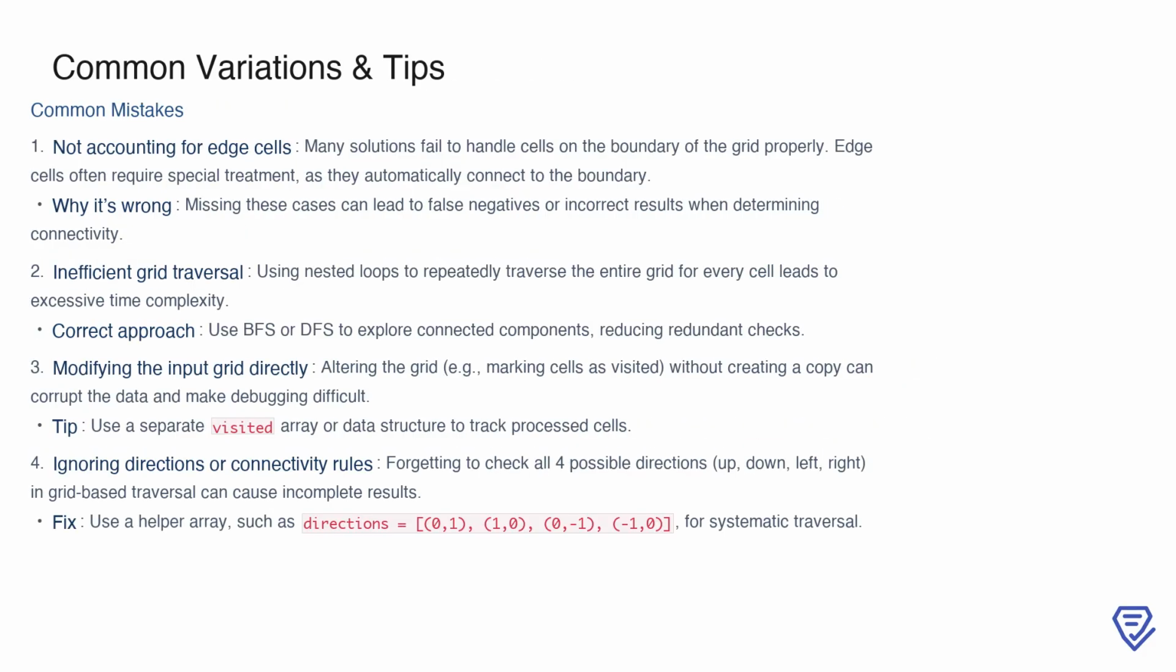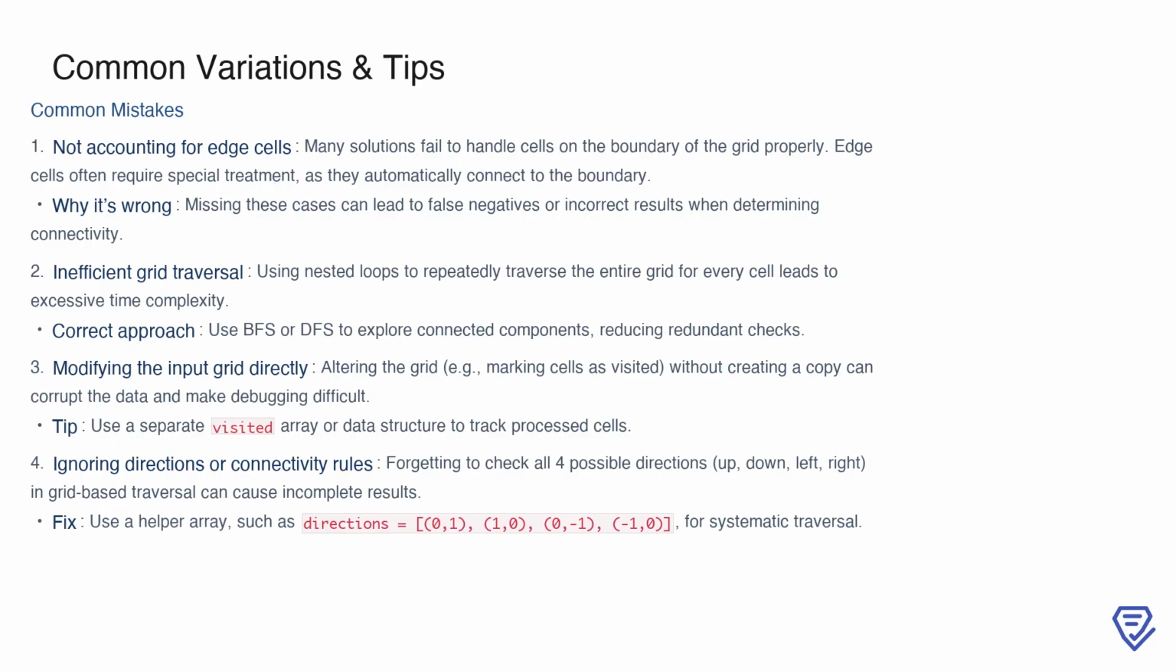When working on grid-based problems like this one, there are a few common mistakes to watch out for. First, not properly handling edge cells can lead to incorrect results, as any cell on the boundary is inherently connected to the outside. It's important to account for these to avoid false negatives in your solution. Another issue is inefficient grid traversal. If you use nested loops to inspect every cell repeatedly, it can significantly increase the time complexity. Instead, approaches like BFS or DFS are more efficient for exploring connected components.